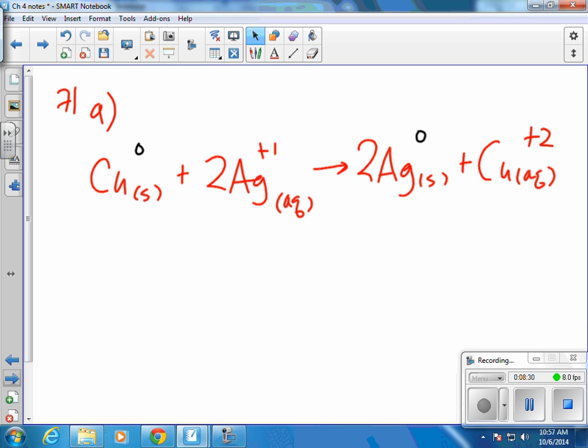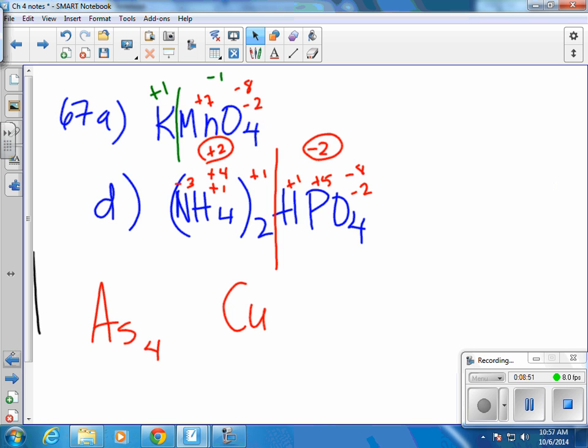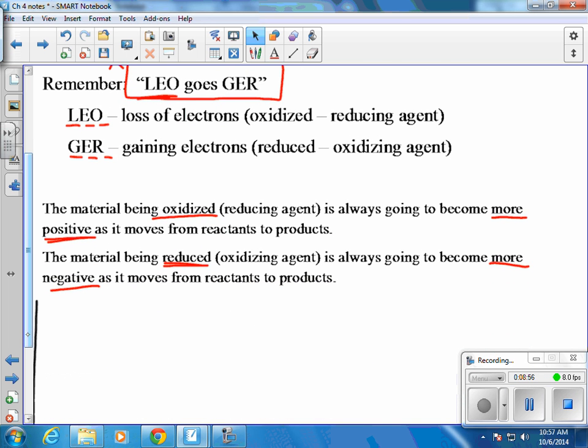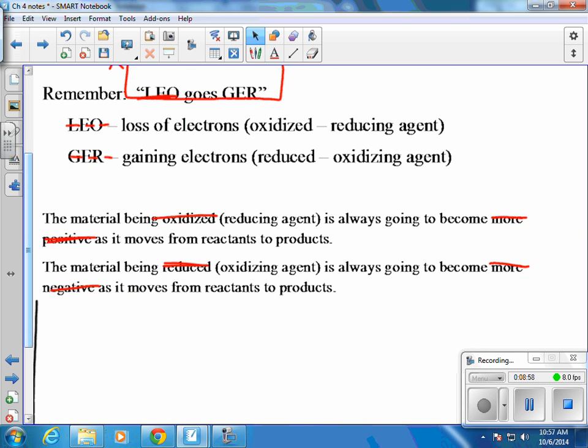Okay, so here's 71A. Until you get used to it, I think it's nice if you bracket these. When we do redox reactions, they're half reactions. You need to know these little combinations anyway. Yes, Danny. Okay, but the material being reduced becomes more negative because reduction means that they are gaining electrons. Electrons are negative.